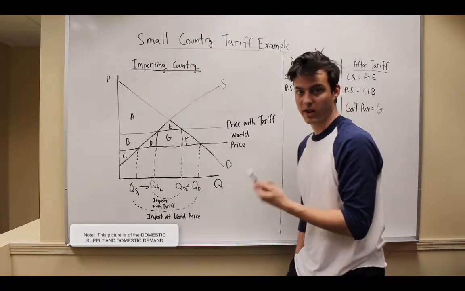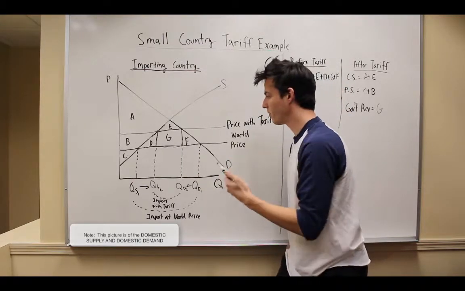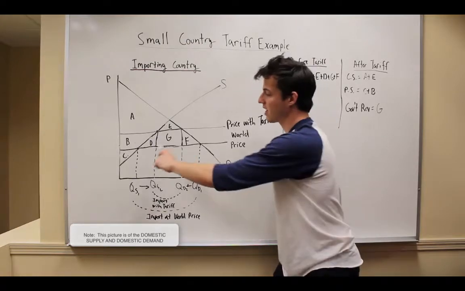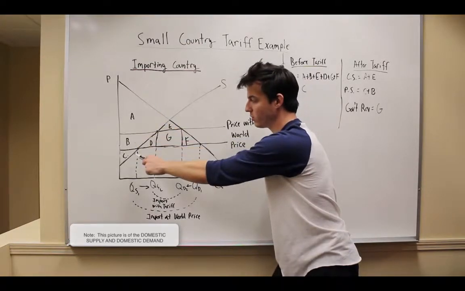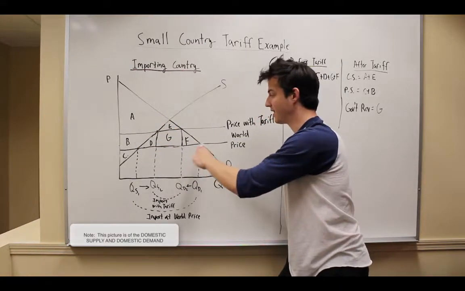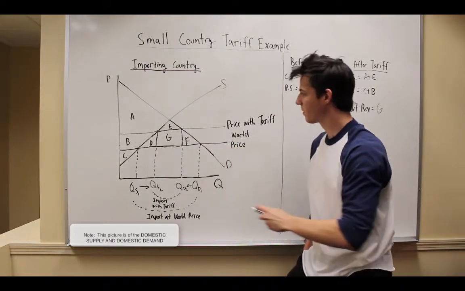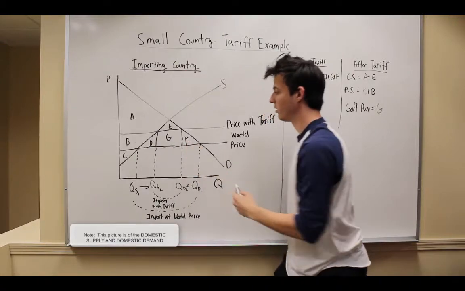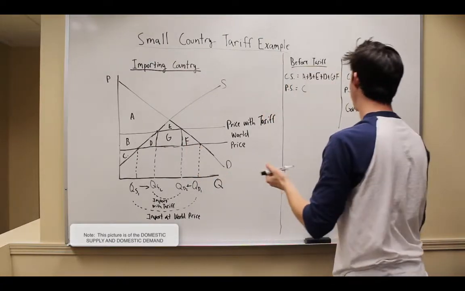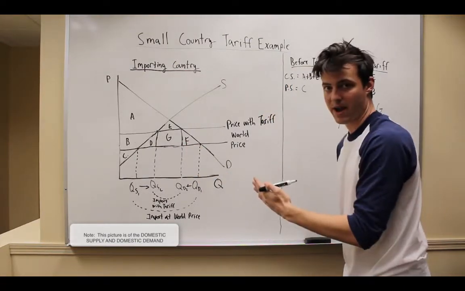So now we have areas D and F. This is what's called deadweight loss. It's part of the market that's lost to everybody. It's not gained by consumers, it's not gained by producers, and it's not gained by the government. It's simply lost because a tax naturally creates deadweight loss in the market. That's what areas D and F are. So those are losses. So that's an overall negative impact on the market.